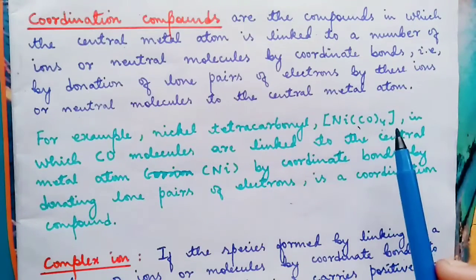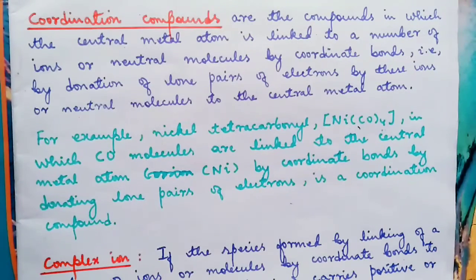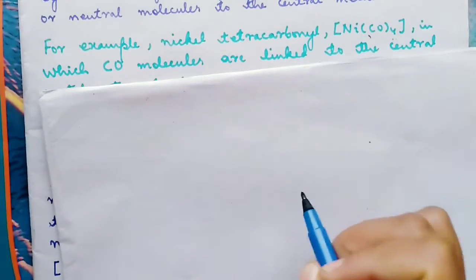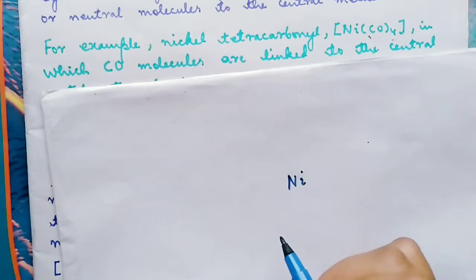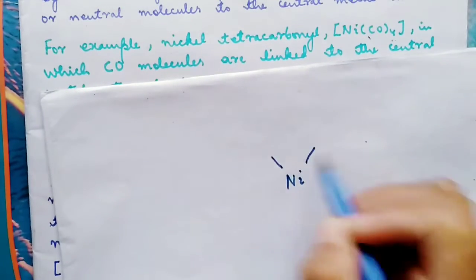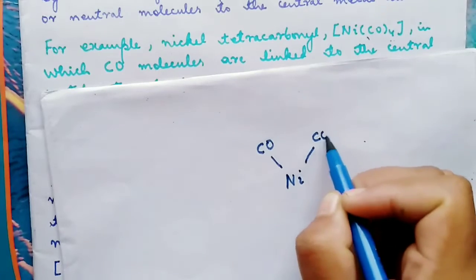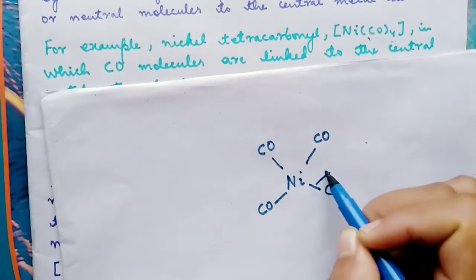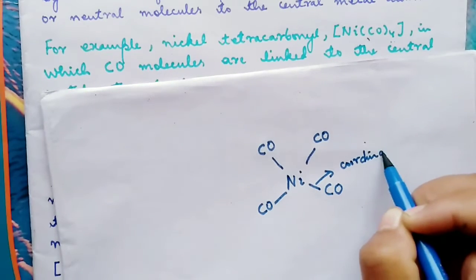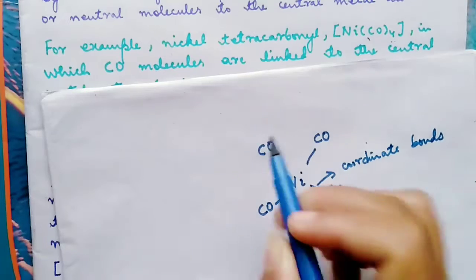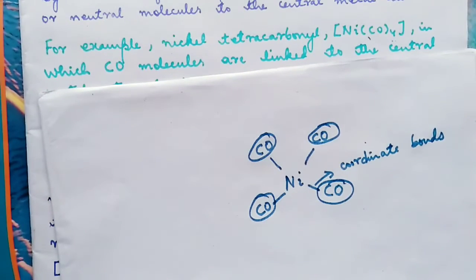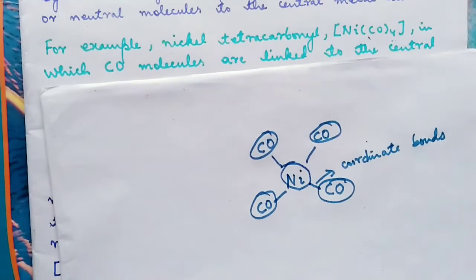Nickel tetracarbonyl is an example of a coordination compound. In nickel tetracarbonyl, nickel is the central metal atom. Now we have the CO molecules linked or bonded to the central metal atom through coordinate bonds. These are your ligands, that is, the molecules which donate a lone pair of electrons to this central metal atom.